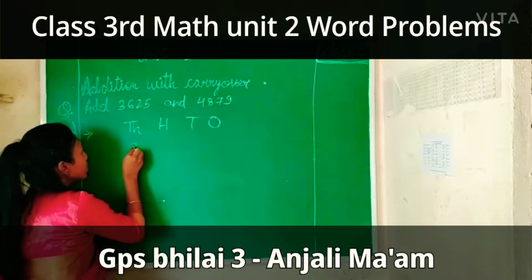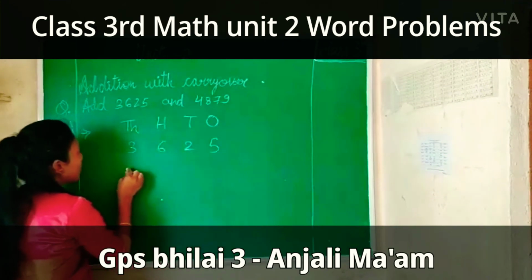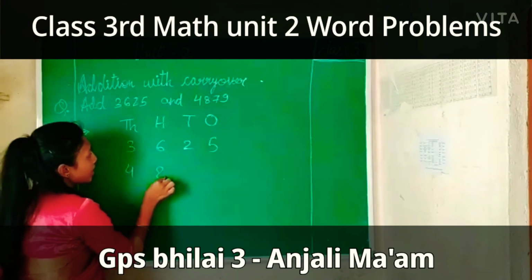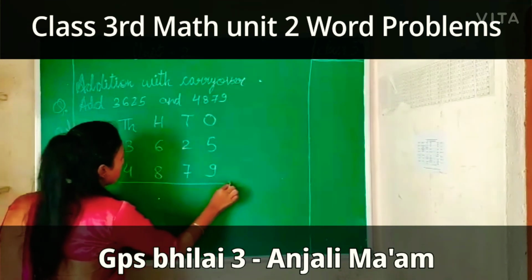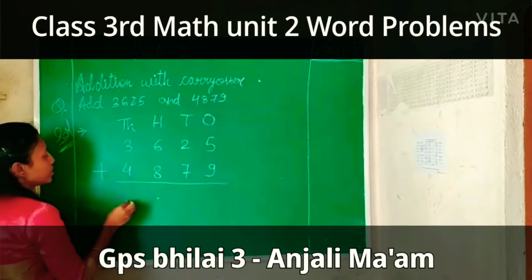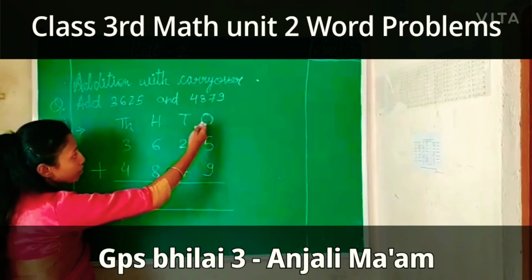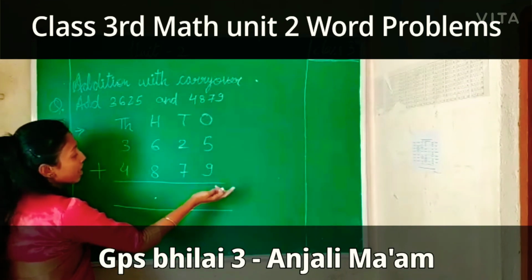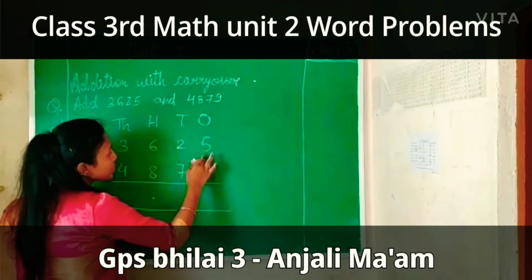Now we will write the numbers 3, 6, 2, 5, 4, 8, 7, 9. Here is the sign of addition. Now we will add here in the ones place. We will always start to add from the right side, from the ones place.